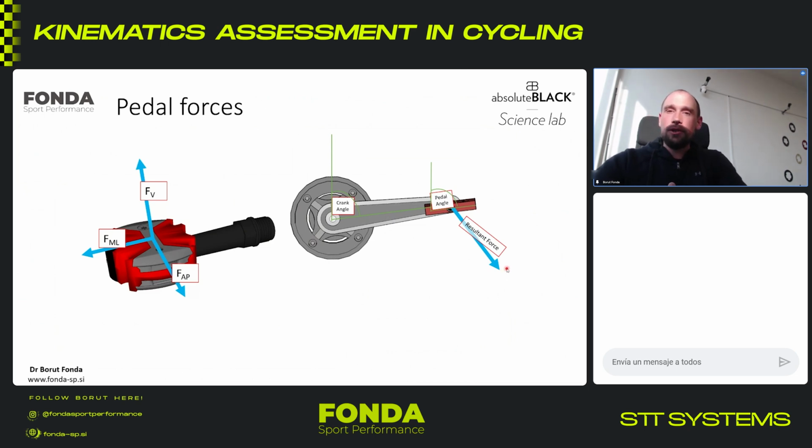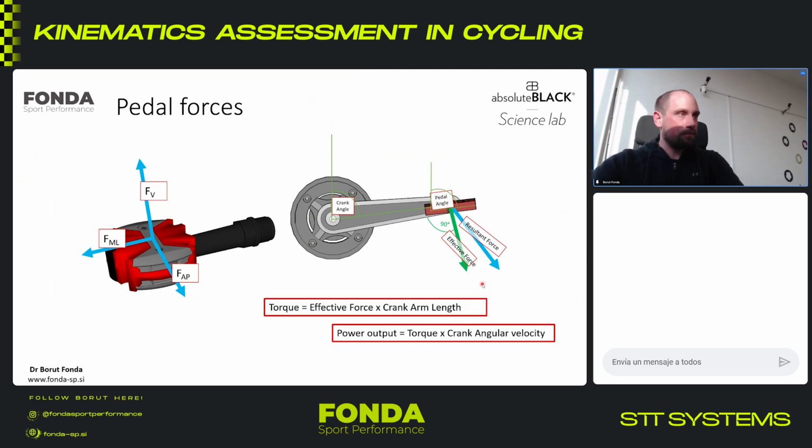But what's actually pushing us forward is the effective force. That's the component of that force that goes perpendicular to the crank. And once we have all this information that you see on the screen right now, we can calculate torque, which is essentially effective force times the crank arm length. And we can calculate the power output, because we have the crank angular velocity in radians.